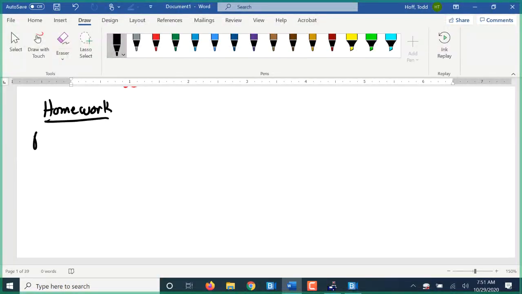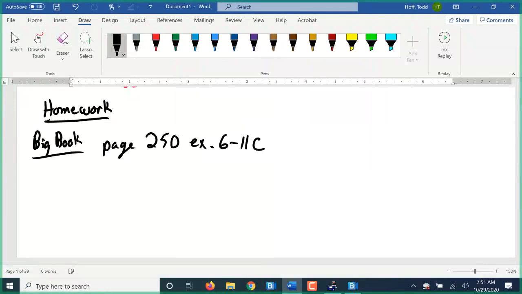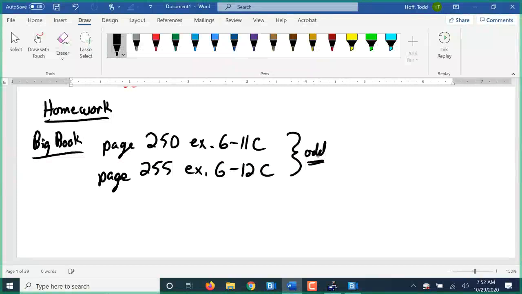Okay, so for homework, out of the big book. Page 250, exercise 6-11C. And page 255. Exercise 6-12C. And of course, just the odds in those.